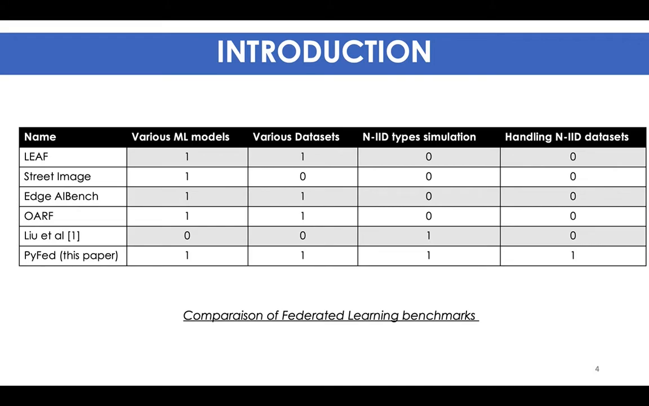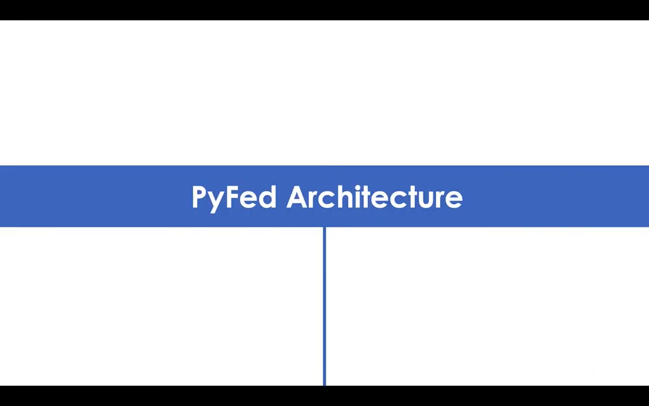But what makes our framework specific and unique is that we simulate the non-IID distribution of data, and we also propose some ways to handle the non-IID distribution in our framework. We will see this in detail in the next section.